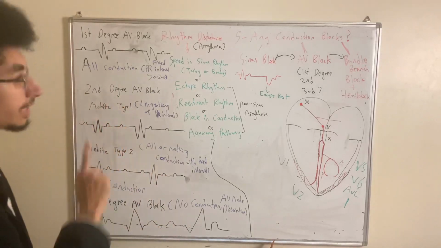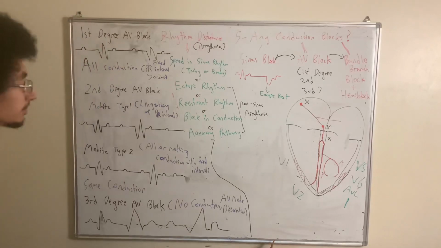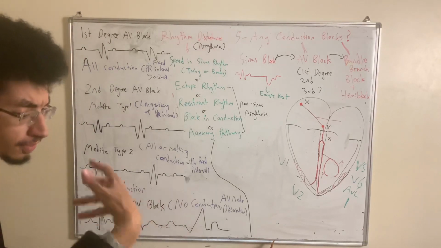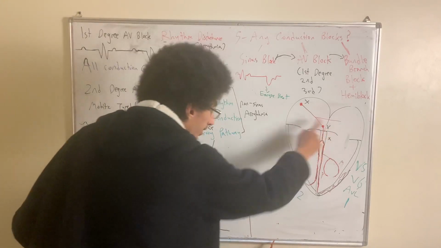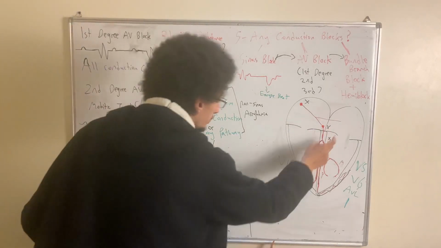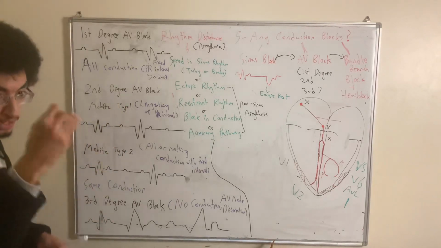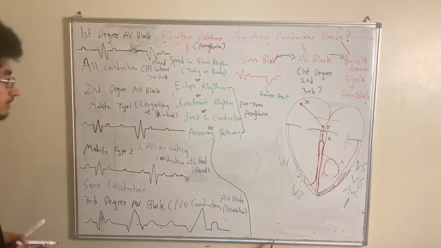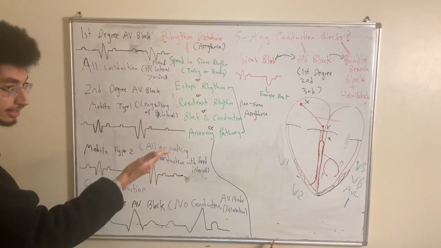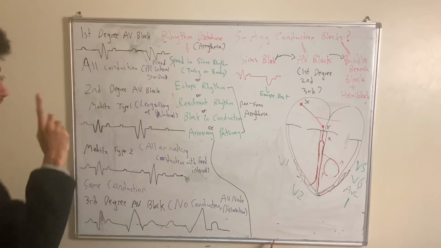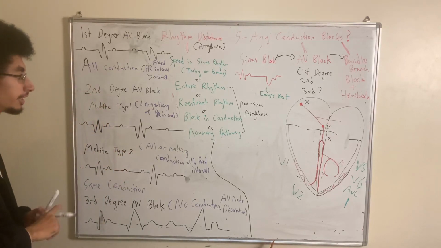Now let's look at second degree. This is worse than first degree. In second degree, there's further block. In second degree AV block, there can be a block in the AV node, or there can be a block in the bundle of His. Now, in second degree, you will subdivide it into two types: Mobitz type 1, which in some books is called Wenckebach block, as well as Mobitz type 2. These are the subtypes of second degree AV block.